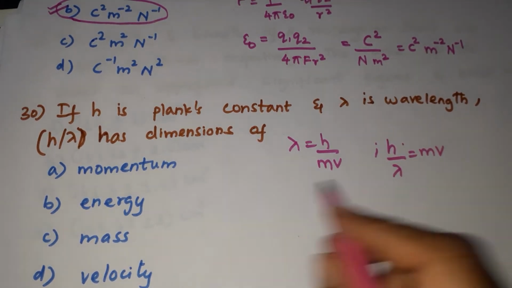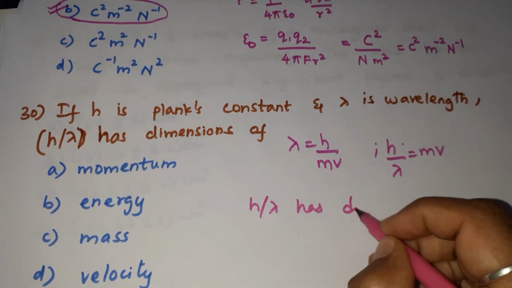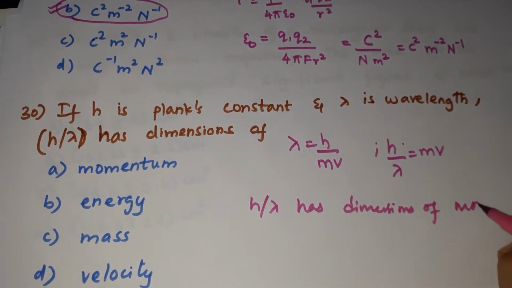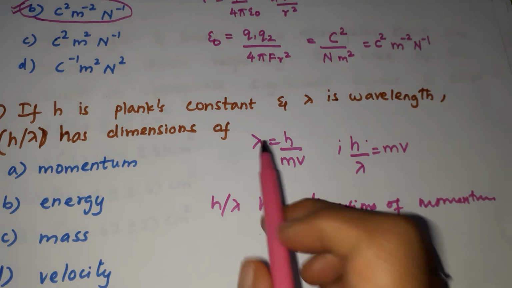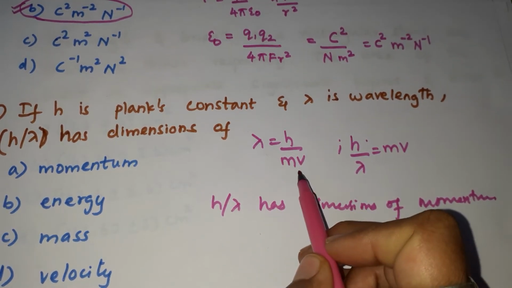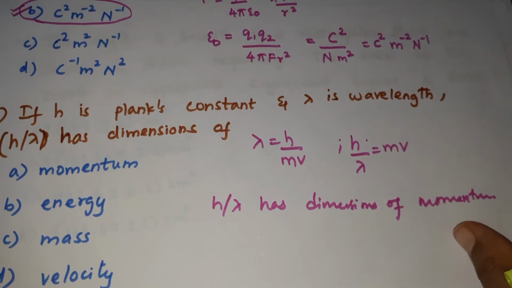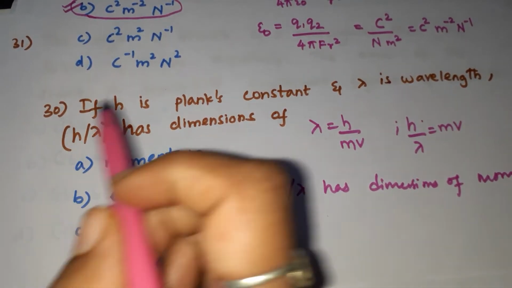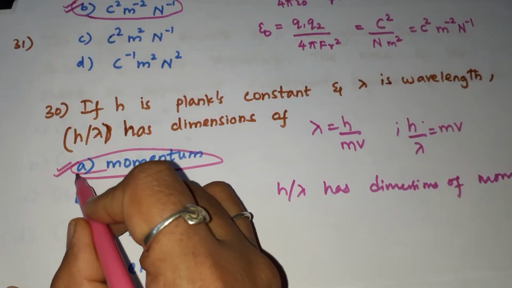So H by lambda is taken as mv. So easily we can tell, H by lambda has dimensions of momentum, right? Because lambda equals H by mv, so H by lambda equals mv. So momentum is the answer. Please check it friends. For the 30th, A is the correct option.